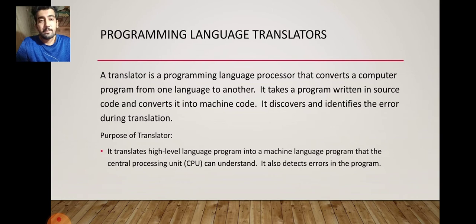What is programming language translation? How does programming language translation work? Now I define programming language translation. A translator is a programming language process that converts a computer program from one language to another. It takes a program written in source code and converts it into machine code.